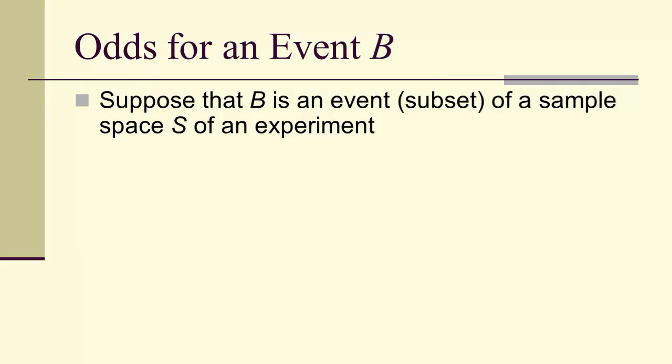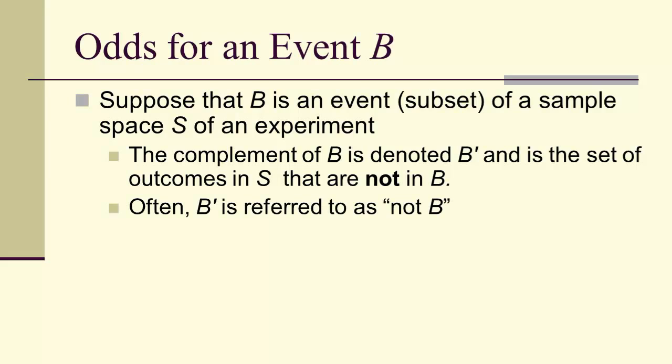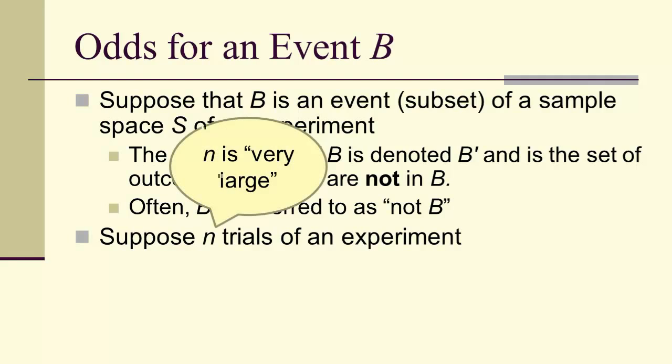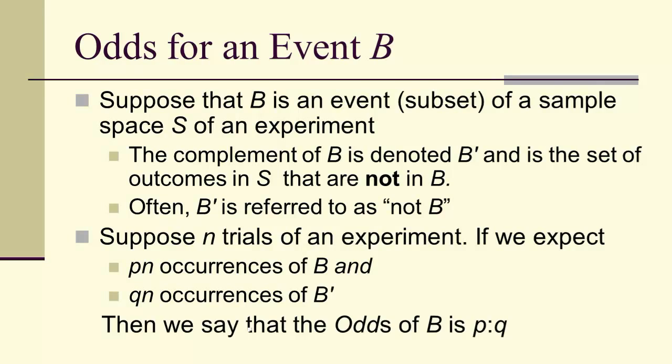Suppose B is an event, something that could actually happen in a sample space. The complement is B prime. That's the set of outcomes that are not in B, and B prime is often referred to as simply not B. Now suppose we had n trials of some experiment, and remember here, n is very large. If we expect Pn occurrences of B and Qn occurrences of B prime, then we say that the odds of B is P to Q.